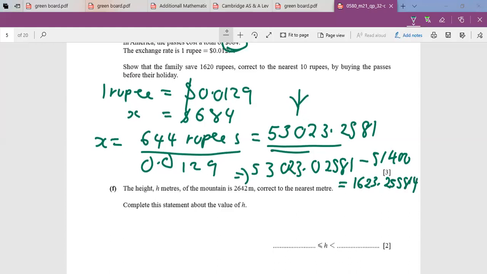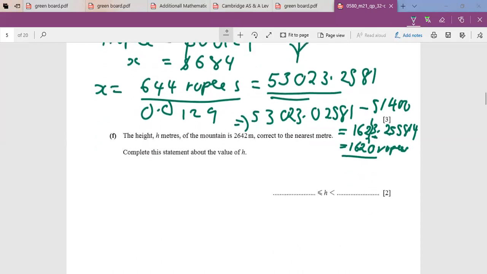This amount is going to give you 1,623.255814. But we must write the nearest 10 rupees, meaning that we say this is 1,620. You drop a line, consider 3 as 0, 0 plus 2 will be 2. So you have got 1,620 rupees. Hence, shown.